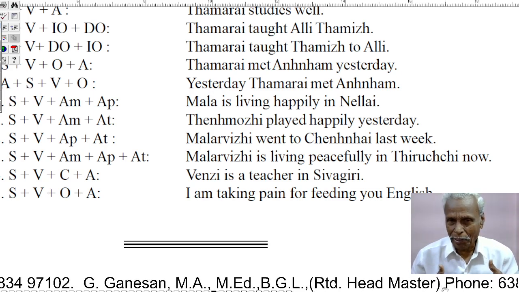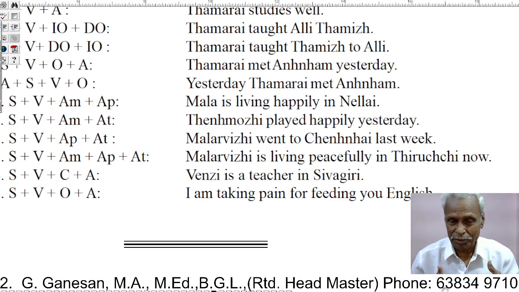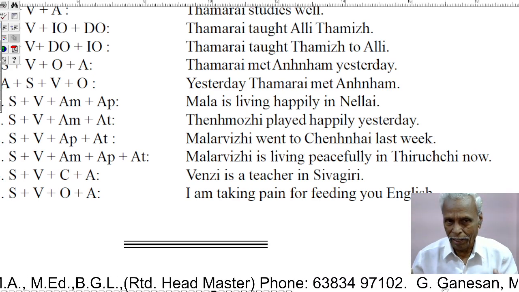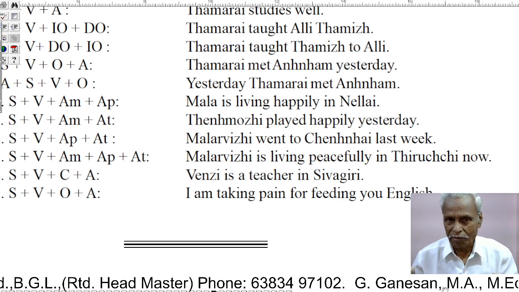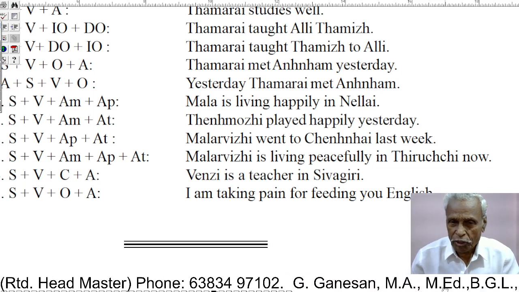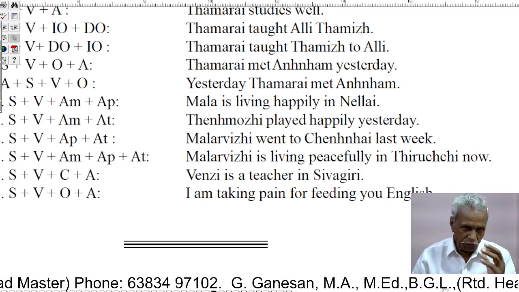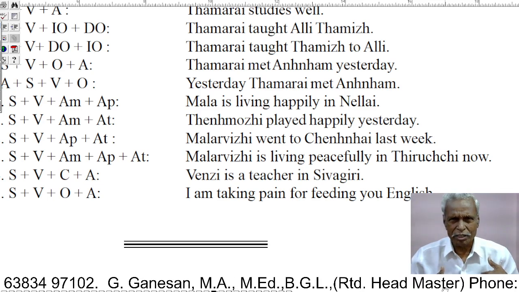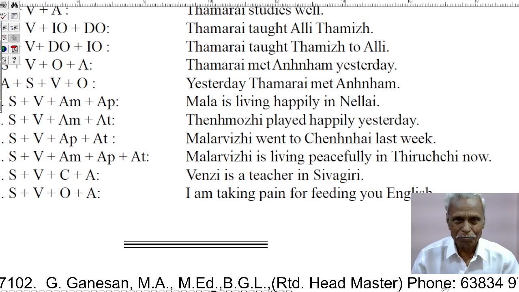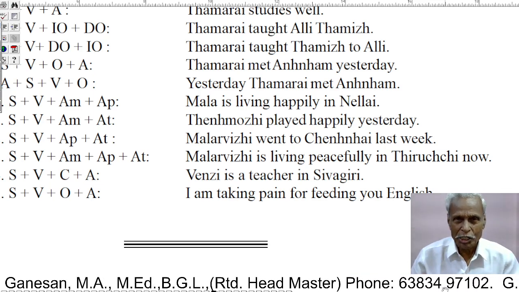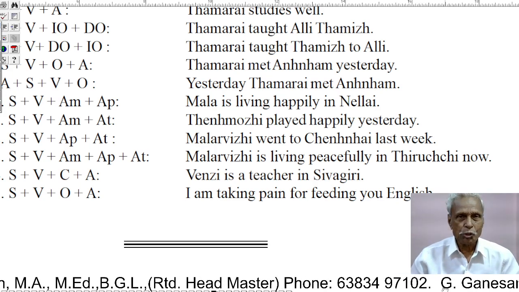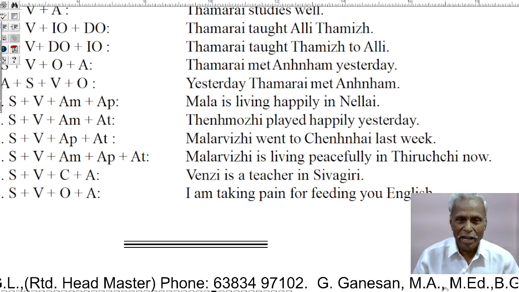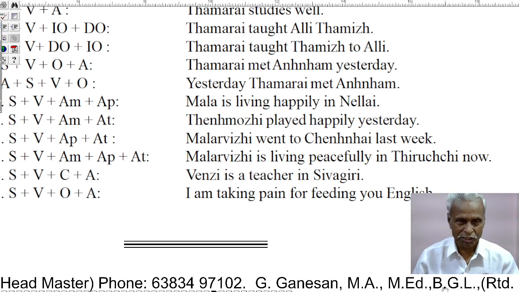I am taking pain for feeding you English. I is the subject, am taking the verb, pain the object, for feeding you English. In order to feed you English in any way, my aim is giving you the pattern of English. You should understand it, speak it well and write it well. You should speak English fluently, understanding this pattern of sentences. For that, I am taking pain for feeding you English.